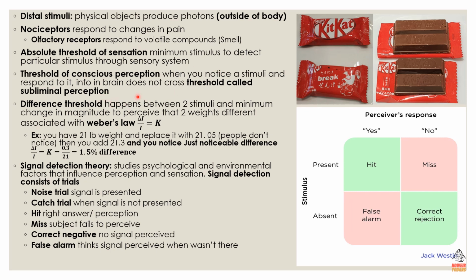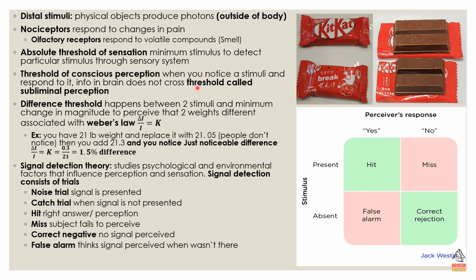Next, you have the threshold of conscious perception. So a threshold of conscious perception is basically the minimum level of stimulus that is required to elicit a conscious perception or awareness of the stimulus. That means that when you notice a stimulus and you respond to it. If the info in the brain does not cross a certain threshold, that is called subliminal perception.